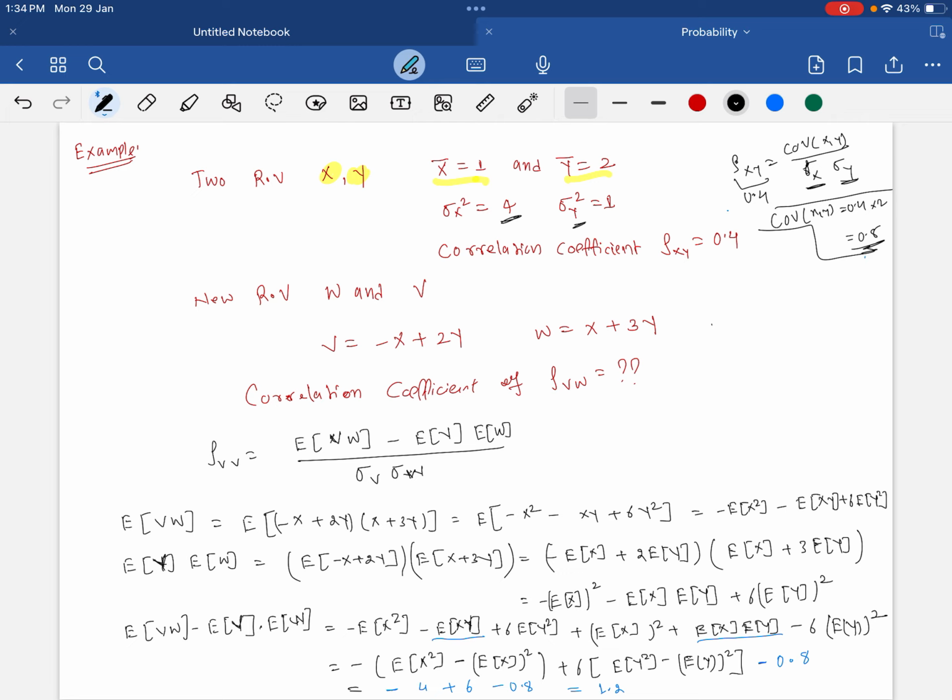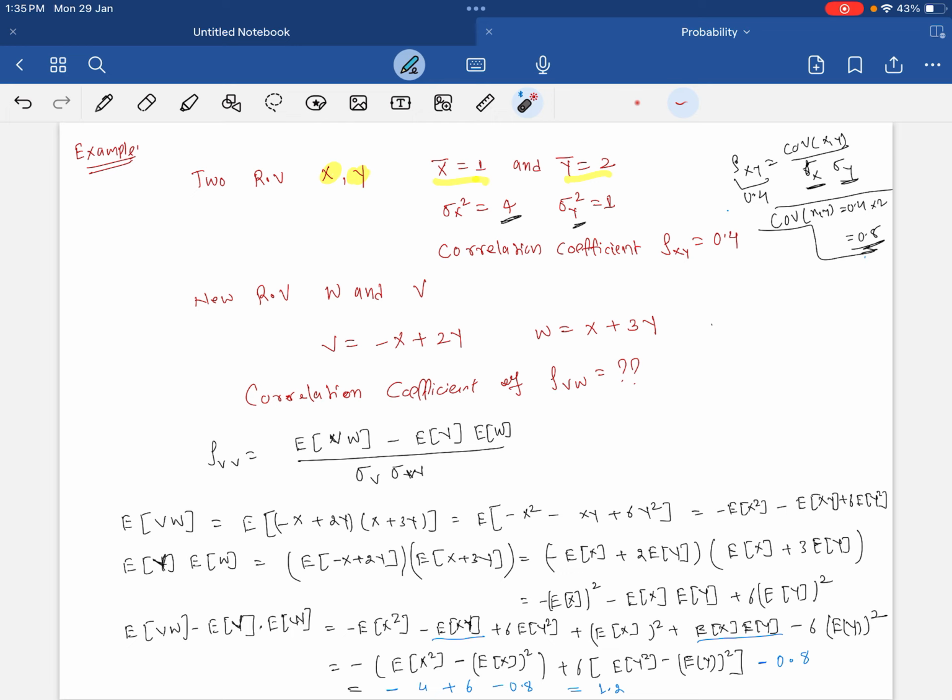Right, so what we have to find is the correlation coefficient. Let me complete the question. Now we have been given two new random variables, v and w, and the relation connecting them to x and y is given, right? So v is equal to minus x plus 2y, and the random variable w is defined as x plus 3y. Now what we have to find is the correlation coefficient, that is rho vw, right?